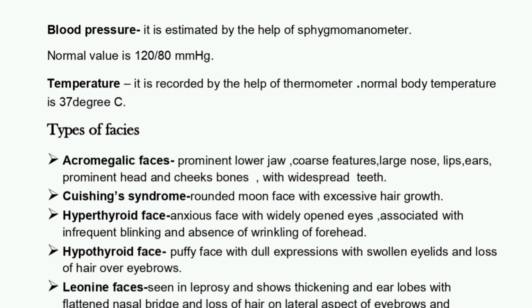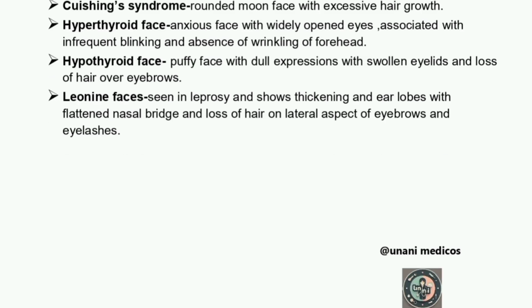In hyperthyroid face, the face is anxious with widely opened eyes. It gives an alert appearance. The patient looks very alert with widely opened eyes associated with infrequent blinking and absence of wrinkling on the forehead. In hypothyroid face, there is a puffy face with dull expression, swollen eyelids and loss of hair over the eyebrows. The leonine face is seen in leprosy. They show thickening of the earlobes with flattened nasal bridges and loss of hair on the lateral aspect of the eyebrows and eyelashes. So in hypothyroid face there is absence of hair over the eyebrows, but in leonine faces the hair is absent on the lateral aspect of the eyebrows and the eyelashes are included as well.